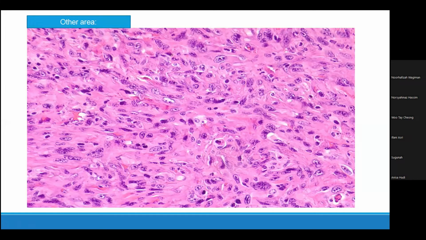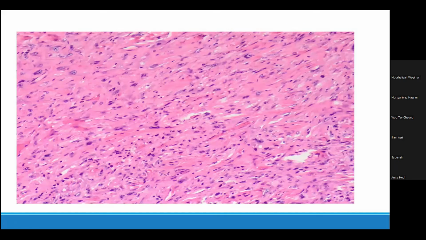I'm sure nobody will think these are benign spindle cells, right? What you can see are pleomorphic, hyperchromatic spindle cells, and some of them really have vesicular nuclei, while some have hyperchromatic nuclei. This is really abnormal. So what component is this? This is anaplastic. This is on low power magnification.